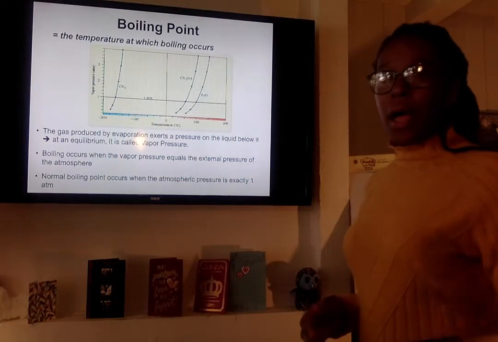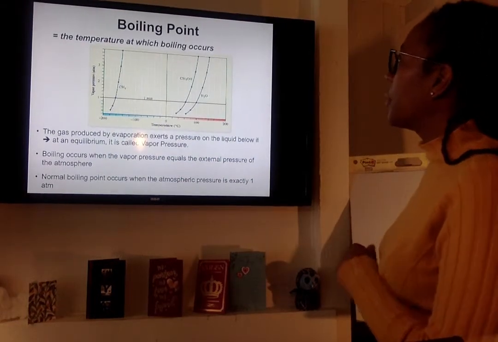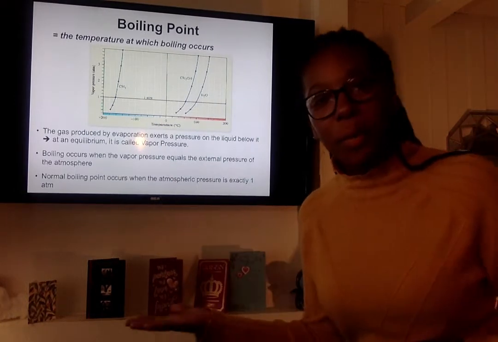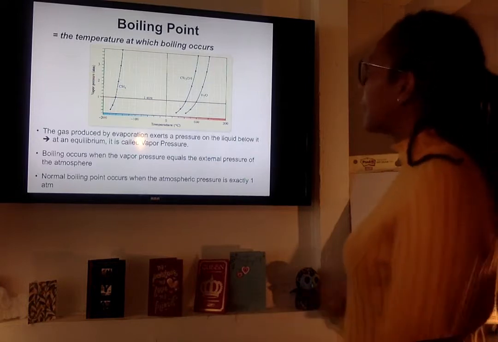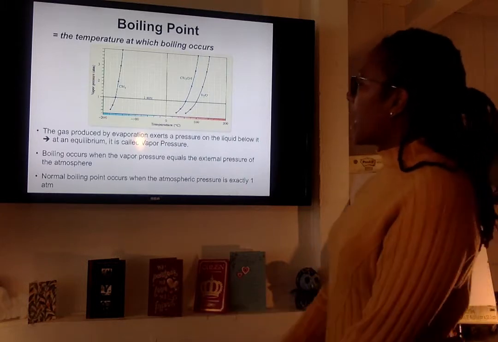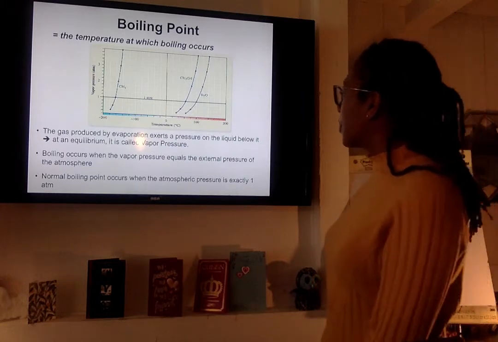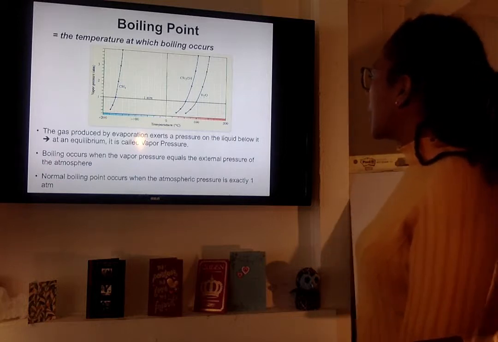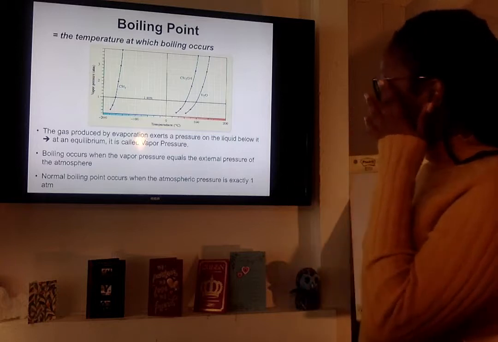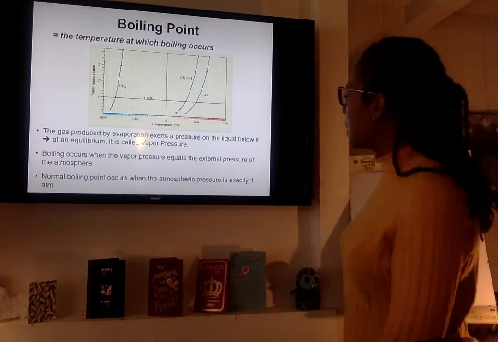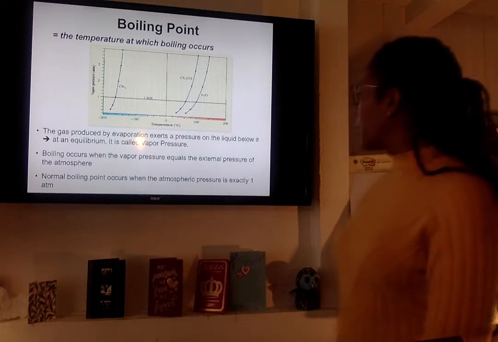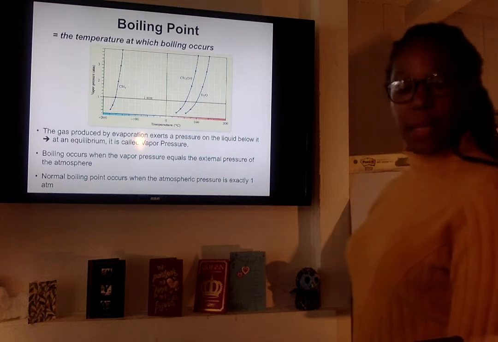Okay, so boiling point: the temperature at which boiling occurs. At what point, at what temperature, does something boil. The gas produced by evaporation exerts a pressure on the liquid below it. At an equilibrium, it is called vapor pressure. Boiling occurs when the vapor pressure equals the external pressure of an atmosphere. Normal boiling point occurs when the atmospheric pressure is exactly 1 atm.